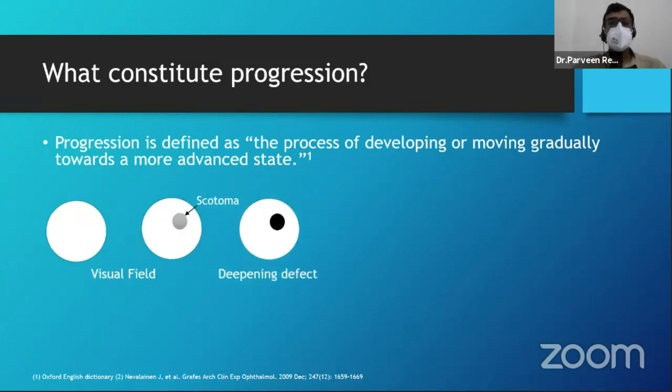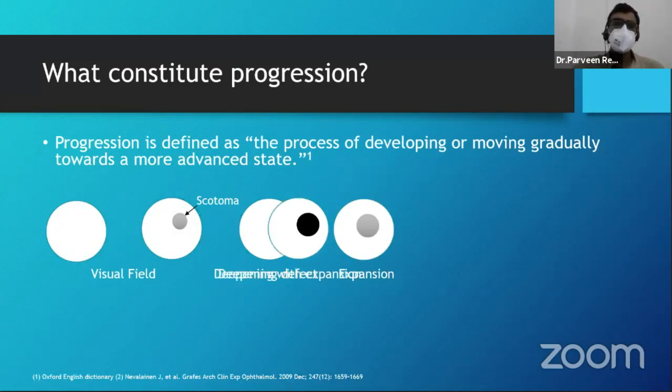Then this scotoma may further lose sensitivity. Such deepening of the defect also constitutes progression. Or we can have expansion of this area, where the depth has not worsened further, but the area has expanded. This is also a progression. Then we can have a mix of both, deepening as well as expansion happening, or we can have a new area that has separately arisen somewhere else. All these things constitute what we call progression when we talk about visual fields.